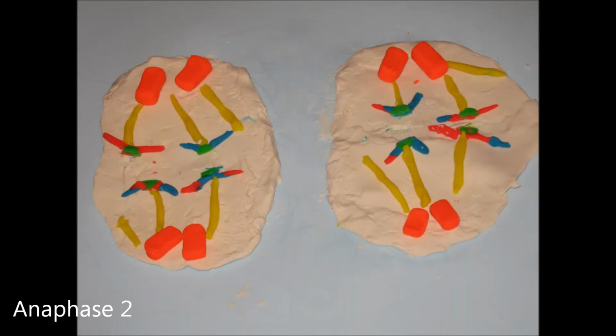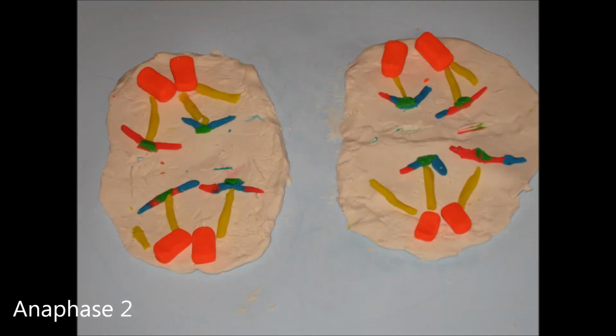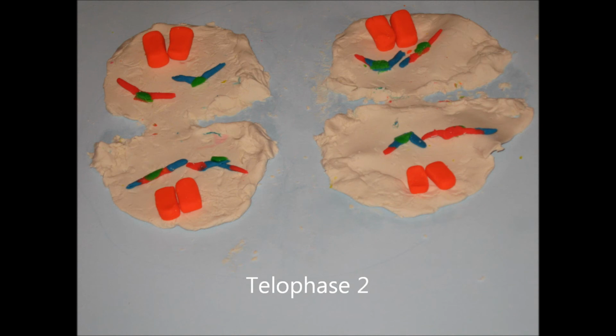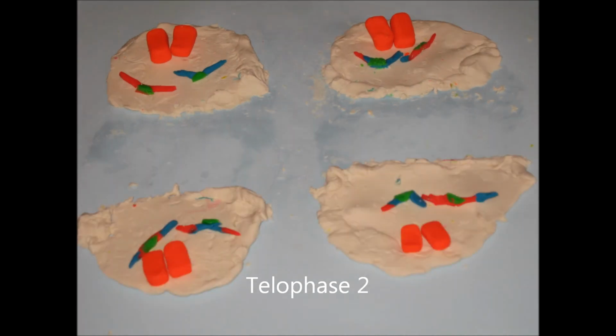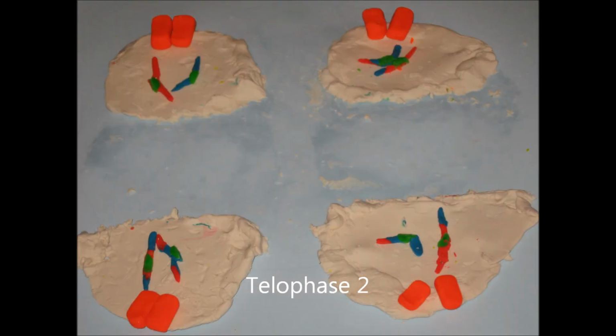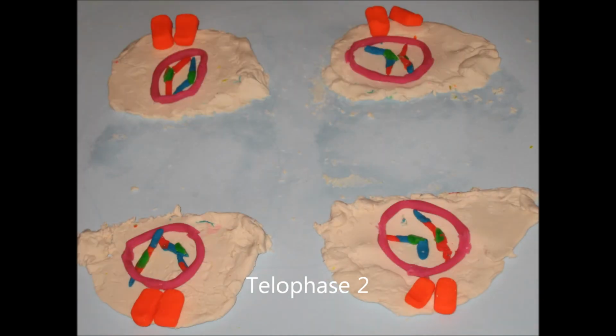In anaphase 2, the sister chromatids are pulled apart by the spindle fiber microtubules and are moved to opposite ends of the cell. And in telophase 2, cleavage or cytokinesis occurs. The spindle fibers have now completely disintegrated and the cell completely splits, along with the reformation of the nuclear envelope.